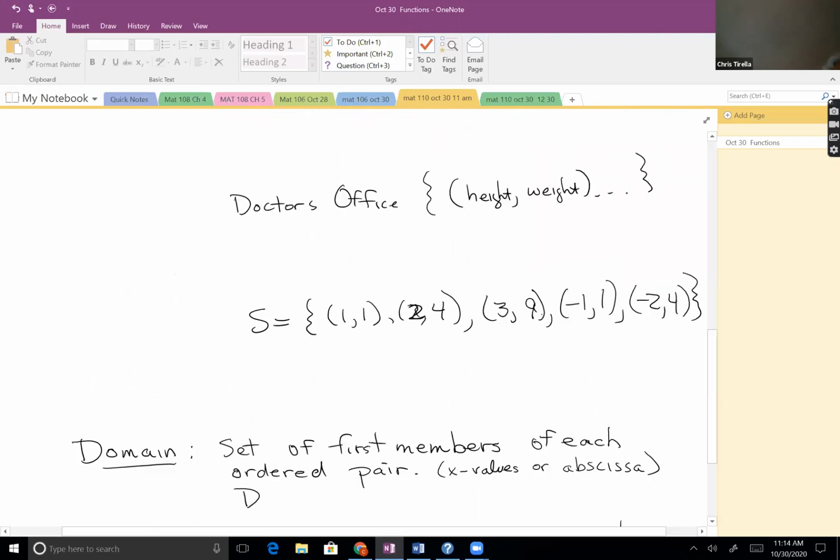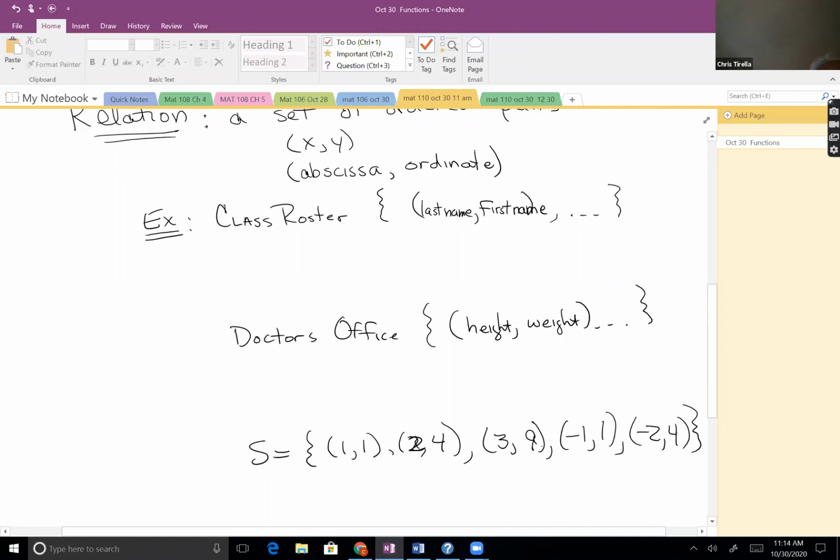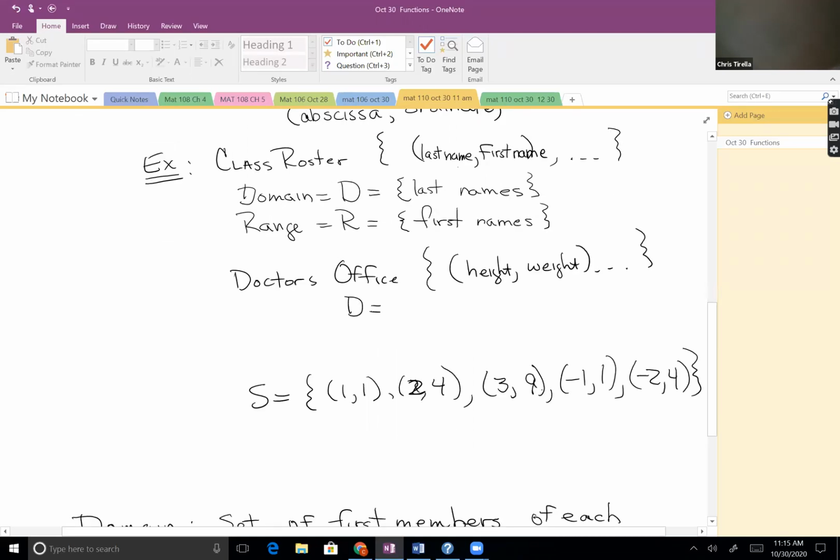But I want to go back to these examples of relations that I had before. For the class roster, my domain, or D, would be the set of last names. And my range, or R, would be the set of first names. At the doctor's office, if my data was paired the way it is now, the domain would be the set of heights, and the range would be the set of weights.